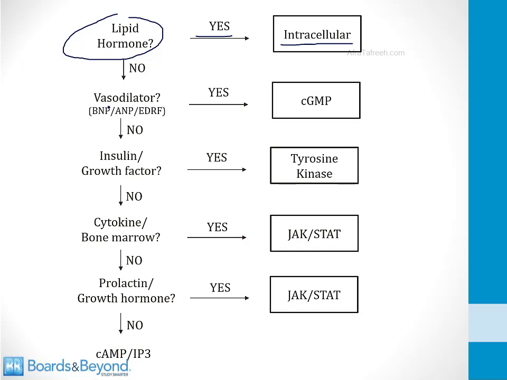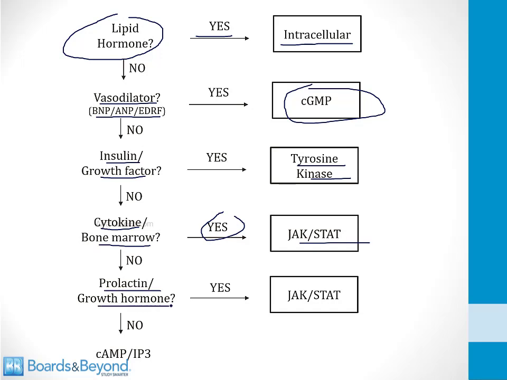The next question to ask is whether the hormone is one of that small group of vasodilators, BNP, ANP, or nitric oxide. If yes, then it is one of the few that use a cyclic GMP system. The next question is, is the hormone insulin or a growth factor? If the answer is yes, then they're talking about a tyrosine kinase system. After that, you can ask yourself whether the signaling molecule relates to cytokines or bone marrow cells. If the answer is yes, then it's going to be a JAK-STAT system. Next, you can ask yourself if the hormone is prolactin or growth hormone. These are the two special hormones that use JAK-STAT that are not cytokines or bone marrow substances.